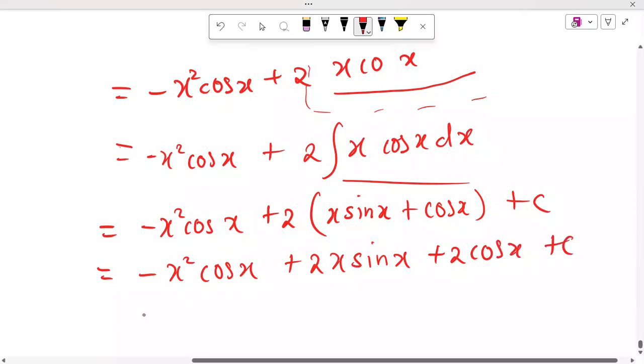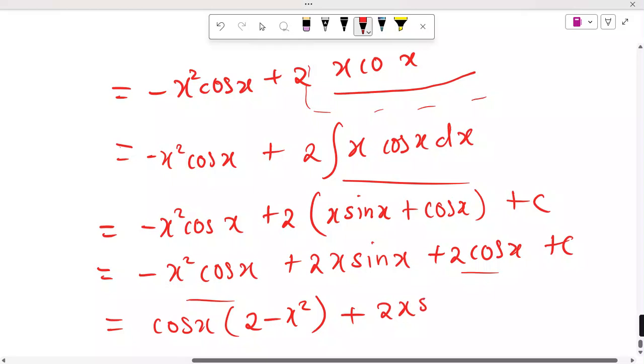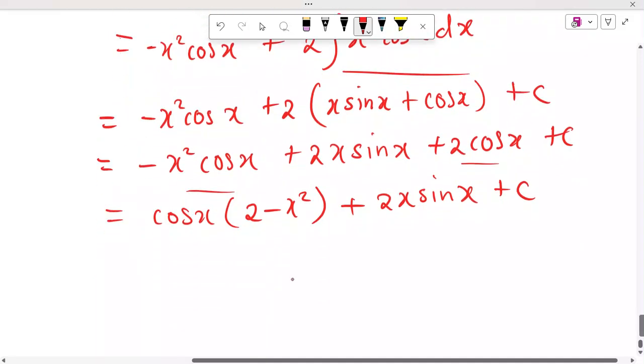Let's see which ones we can combine. We have this part and this part, so we can combine those. We can take out the cosine: cos x open bracket, 2 minus x squared, and then plus 2x sine x plus c. So this is our final answer.